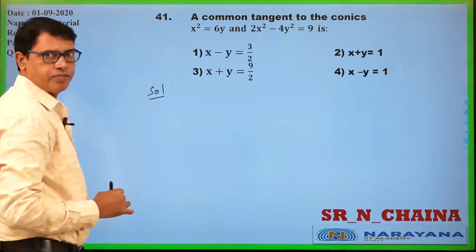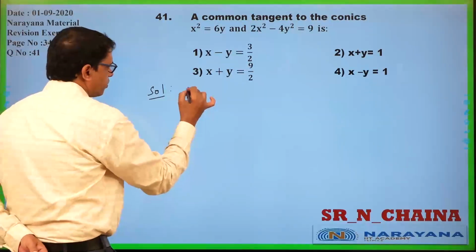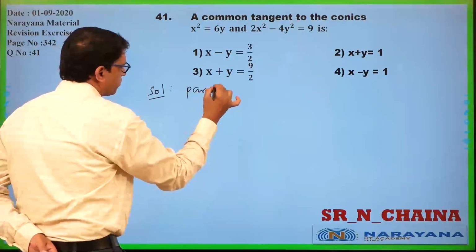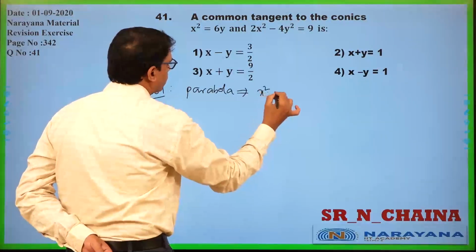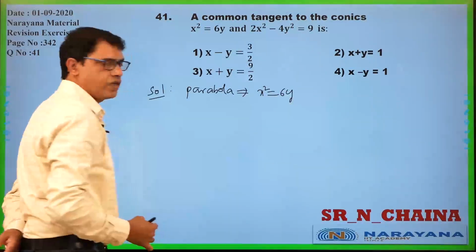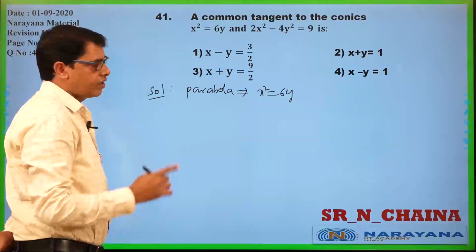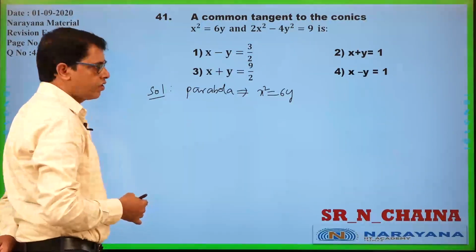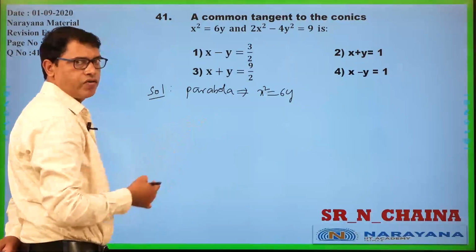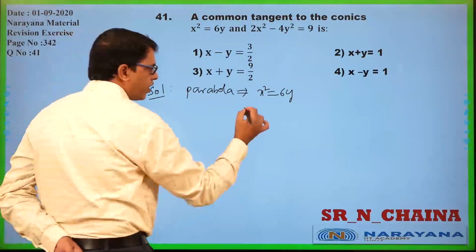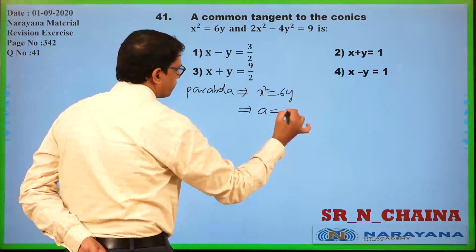First take the parabola. So the parabola is x square equals 6y. Comparing with the standard form x square equals 4ay, 4a equals 6, so a equals 6 by 4, which means the value of a is 3 by 2.